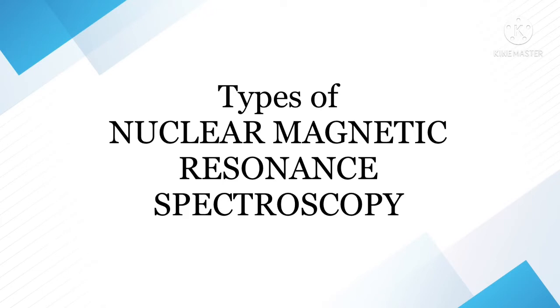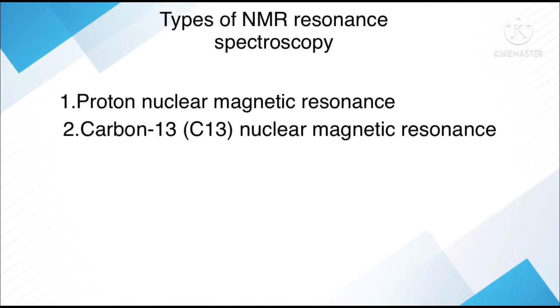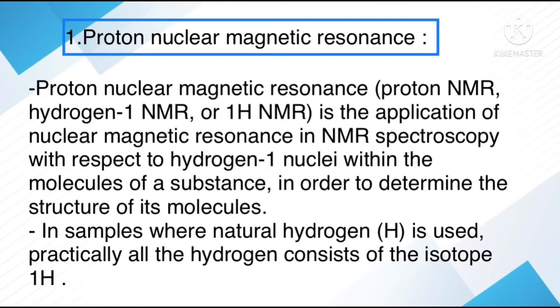I am going to tell you about the types of nuclear magnetic resonance spectroscopy. There are two types of NMR spectroscopy: one, proton nuclear magnetic resonance, and second, carbon-13 nuclear magnetic resonance. Let's start with the first, proton nuclear magnetic resonance.